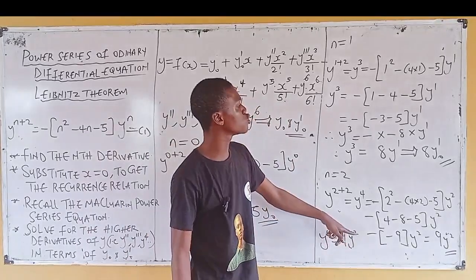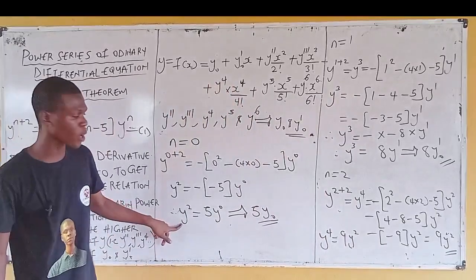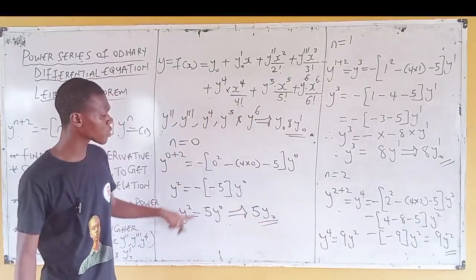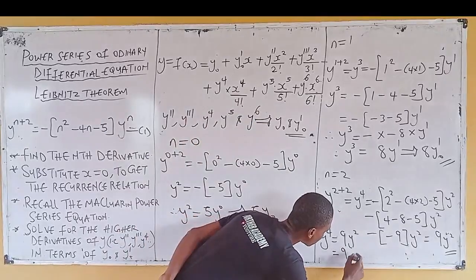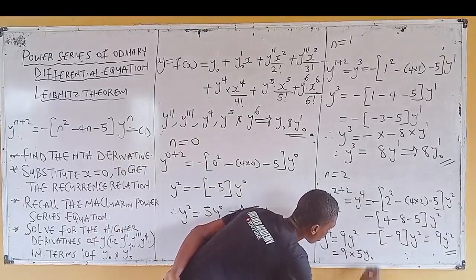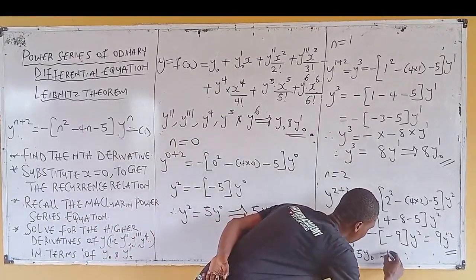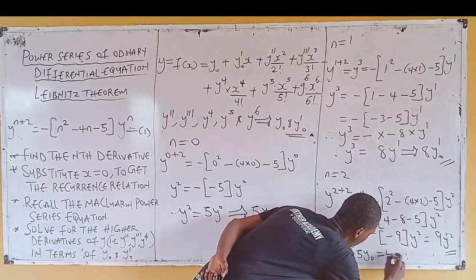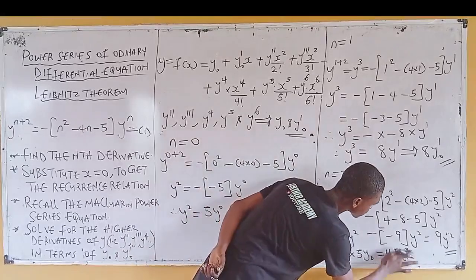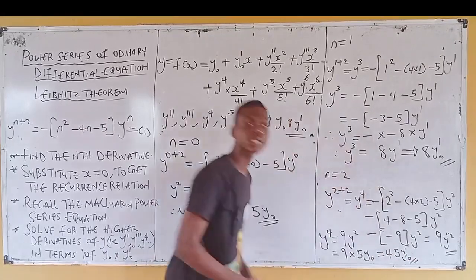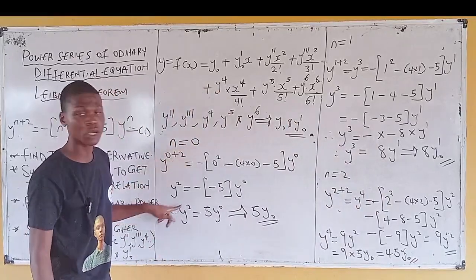Recall that y to the power of 2 is what? We've established y to the power of 2 as 5y. If y to the power of 2 is 5y, it means y to the power of 4 becomes 9 multiplying 5y naught, right? And this gives us 45y naught. So we've solved for when n equals 0, we got y to the power of 2.